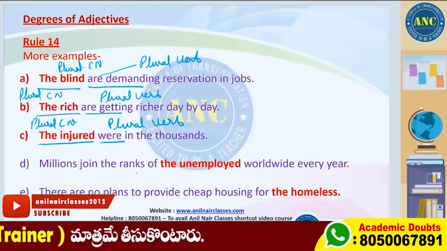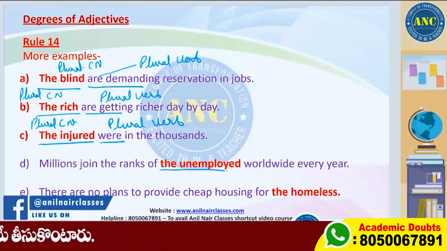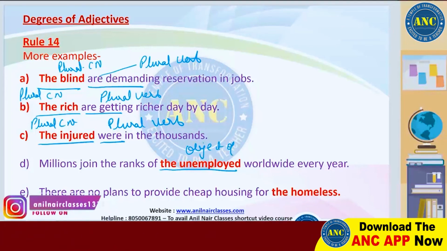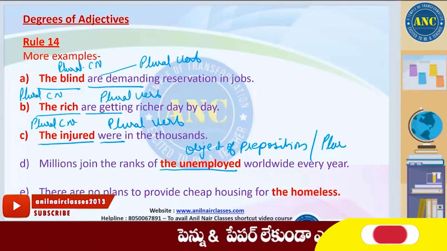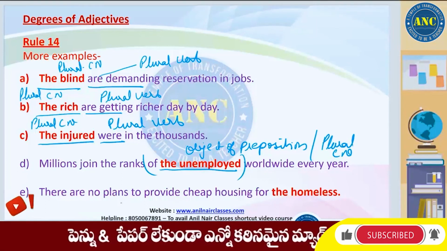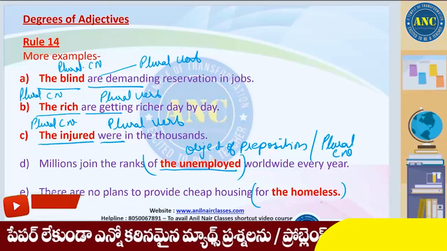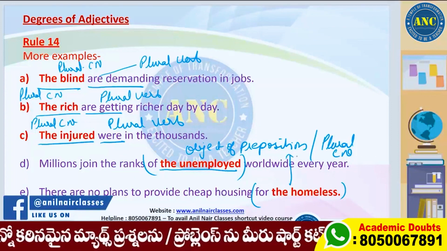Millions join the ranks of the unemployed worldwide every year. So the unemployed is the object of the preposition, and it is a plural common noun. Right? There are no plans to provide cheap housing for the homeless. For the homeless is a prepositional phrase. Again, the homeless is the object of the preposition.